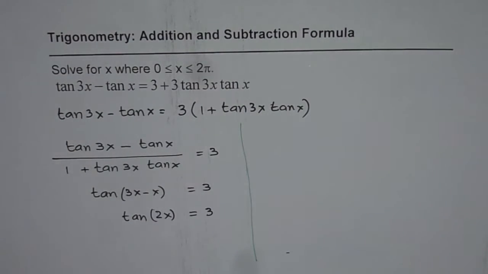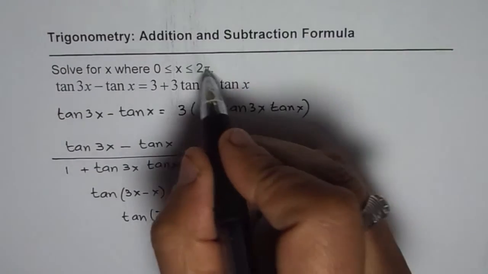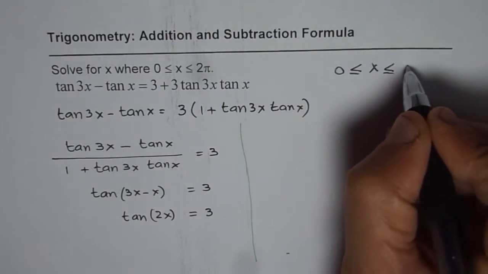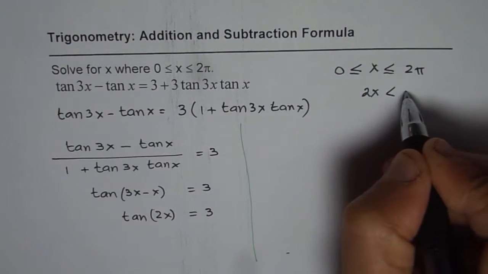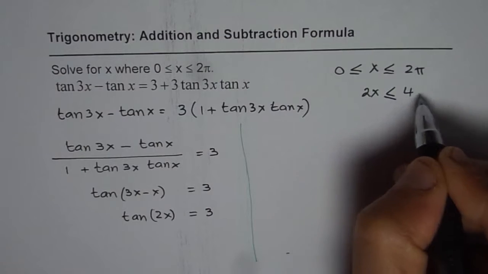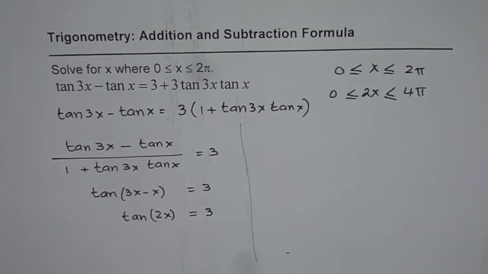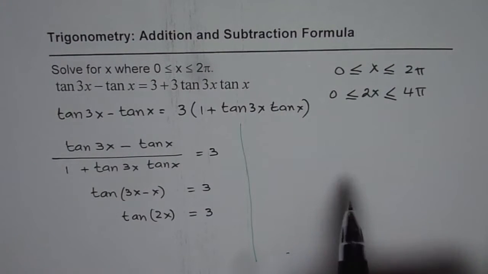Now remember one more thing, that is we are given a domain 0 to 2 pi. So let's work on the domain. We are saying x is greater than or equal to 0 and less than or equal to 2 pi. How about 2x? So 2x will be 2 times, so it is greater than or equal to 0 and less than or equal to 4 pi. So that becomes the domain for 2x, correct?